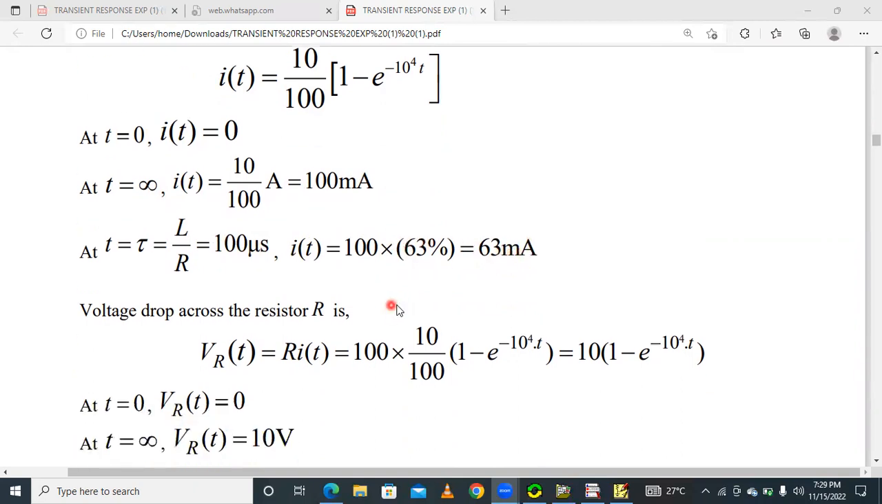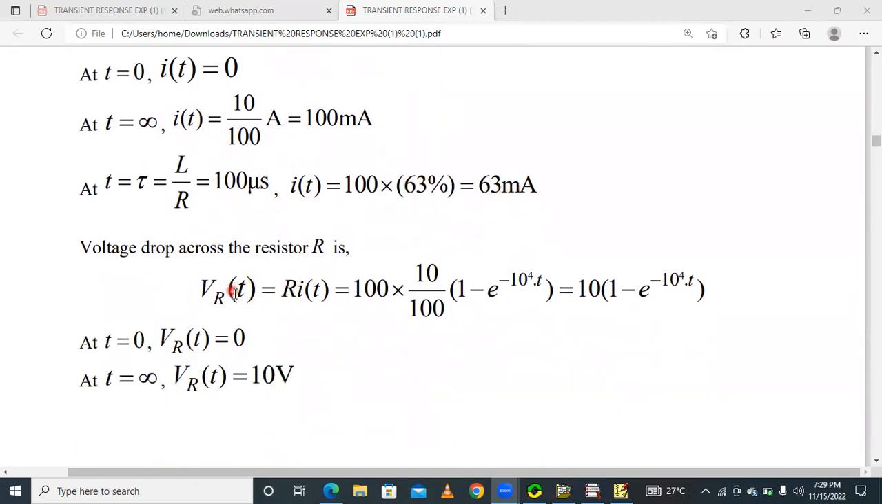Okay. So the voltage drop across the resistor is VR of t equal to R into I of t. V is equal to I into R, since the R and L are in series.